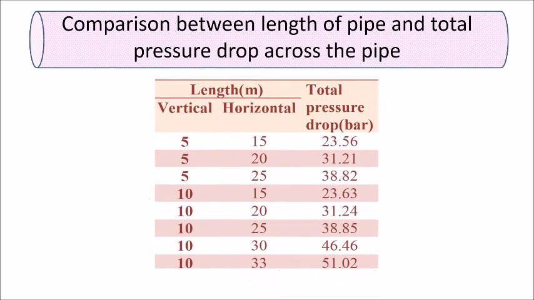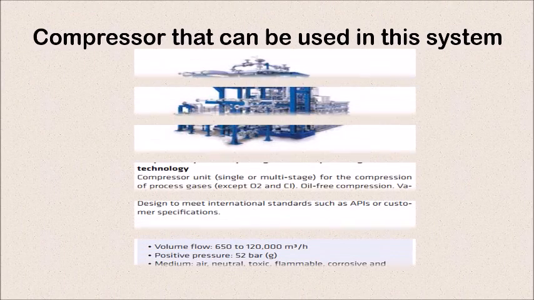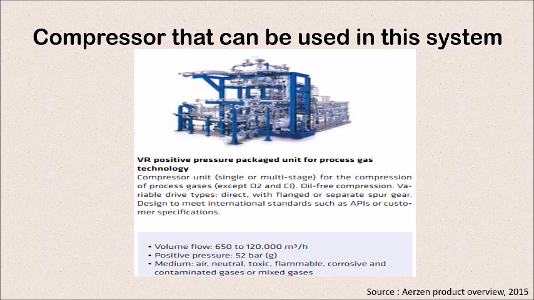Next is the comparison between the length of the pipe and the total pressure drop across the pipe. We calculate the different vertical and horizontal length to compare the total pressure drop across the pipe. The VR positive pressure package unit is the compressor that can be used in the system.